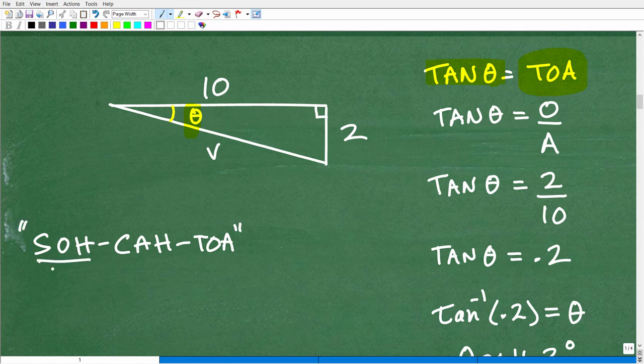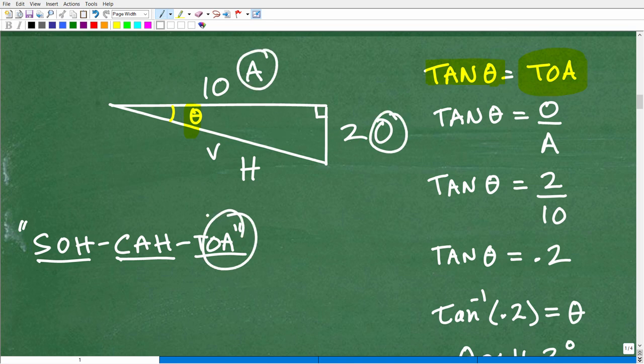Basic right angle trigonometry, this is our little famous phrase here. Sine is opposite over hypotenuse, cosine is adjacent over hypotenuse, and tangent is opposite over adjacent. With this angle here, the 10 right here is the adjacent. This side over here would be the opposite, and this longest side is obviously the hypotenuse. With respect to this angle, I have the A and the O information, so TOA is what we need, i.e. the tangent.